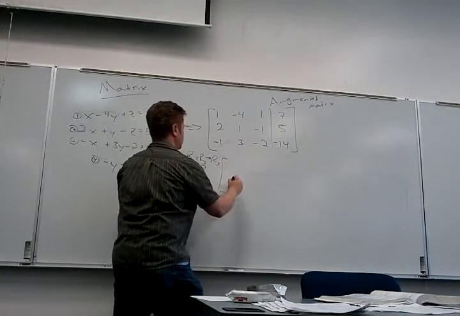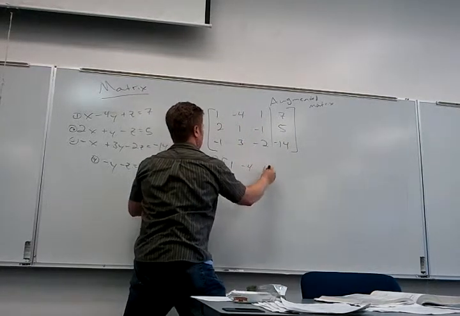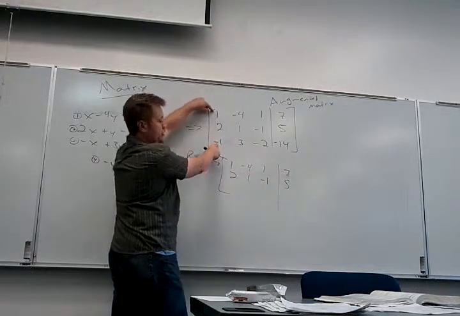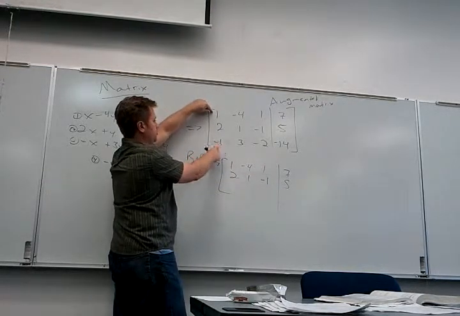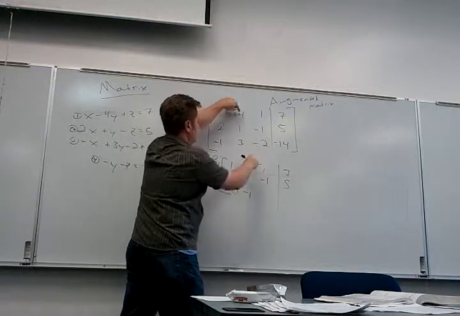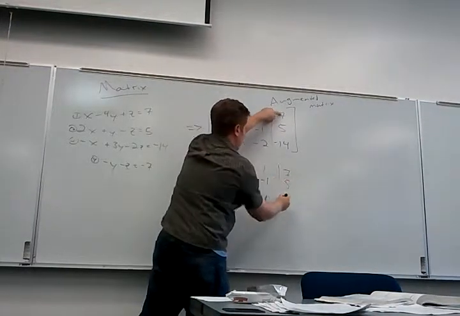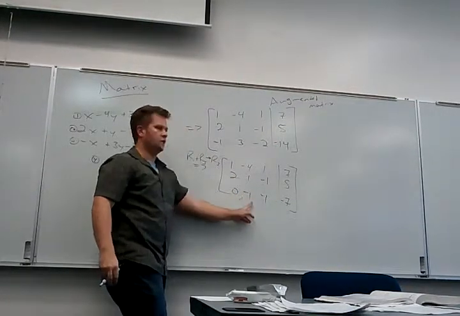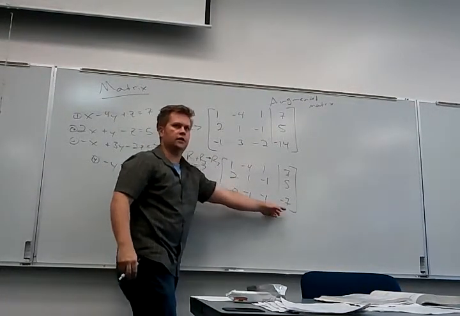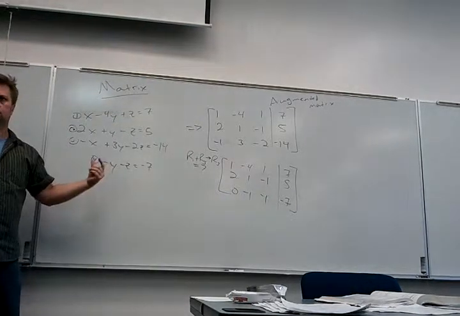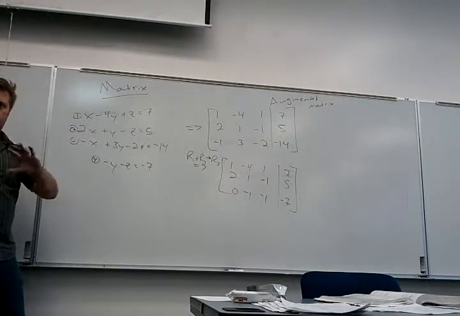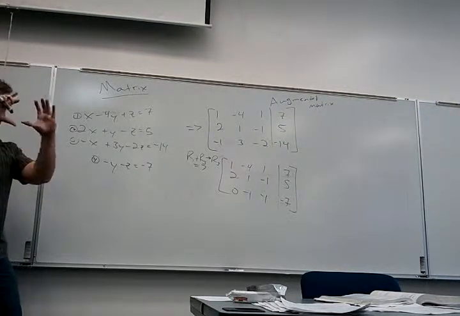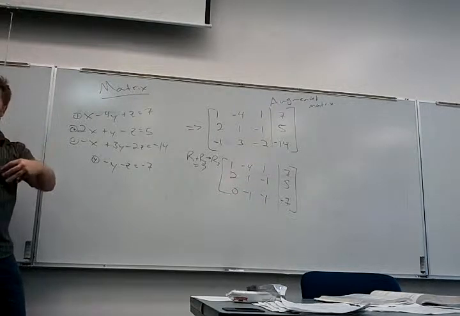So what this would look like is, this is still here. This is still here. But when you add row 1 to row 3, now look how much easier it is to look at: 0, negative 1, negative 1, negative 7. And what does this last row mean? It means no x's, minus y, minus z equals negative 7. That's exactly the equation we got there. So far, so good? I'm doing this in a different order than I normally do for matrices. I want to do this first, to show you how this works.